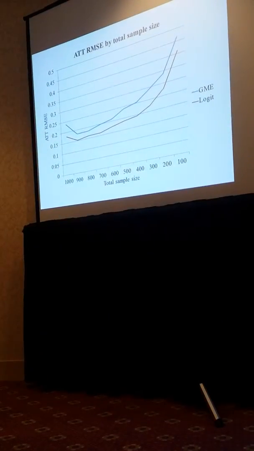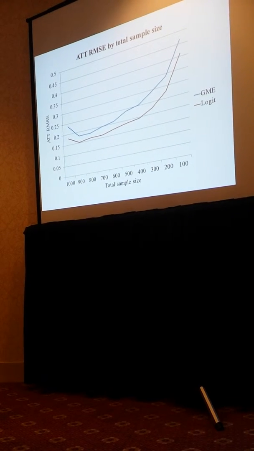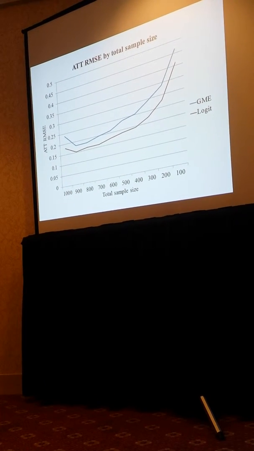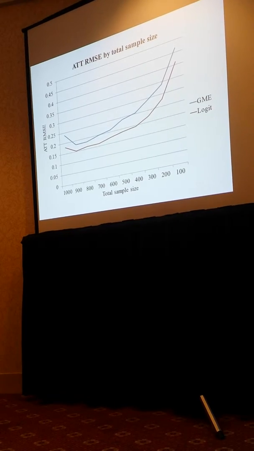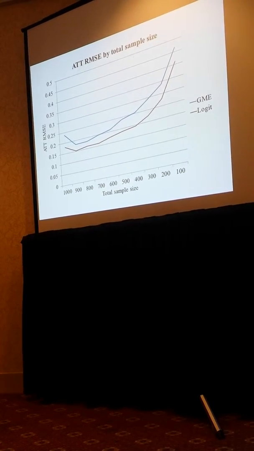But mean average treatment isn't just what we're interested in. We're also interested in the variability of these estimates. So I looked at the root mean square error, and this looks exactly like if you just plot the standard deviation of the average treatments. And the logit does outperform the GME on the root mean square error. So in other words, GME is more accurate on average, but it's got a lot more variability. So in any given instance that you use it, you're a little farther from the actual value than the logit is.